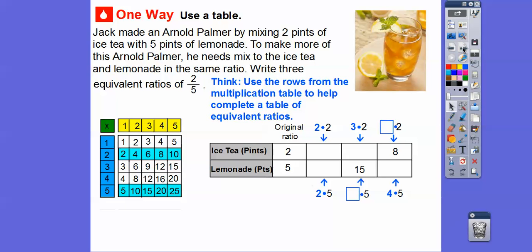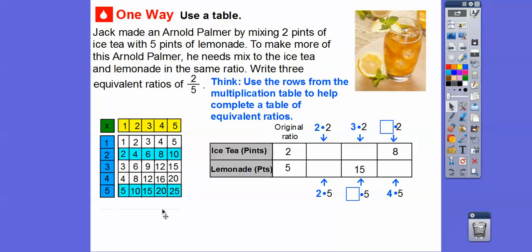Okay, so here's our multiplication table we're going to use. And notice we shaded the row 2 and the row 5. And so all these numbers, this over this, this over this, 6 over 15, all of those, as long as we pick out of this row and this row, and then we pick them out of the same column, we're going to have the same ratio. Okay, so we're going to use the rows from the multiplication table to help complete the table of equivalent ratios.